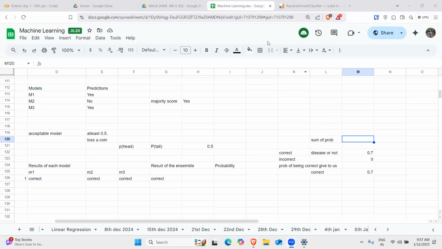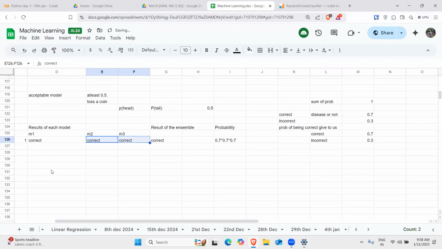What's the probability of sum? Sum of probability. It's always 1, right? So here, if the probability of correct is 0.7, what will be the probability of incorrect? 0.3, right? So let us write down incorrect as 0.3. An ensemble result will be probability of correct, let us write down 0.7 into 0.7 into 0.7 for this model, because we have 3 correct, right?